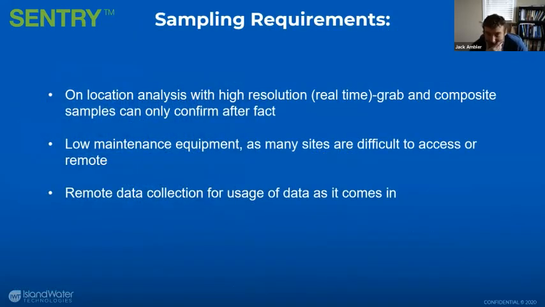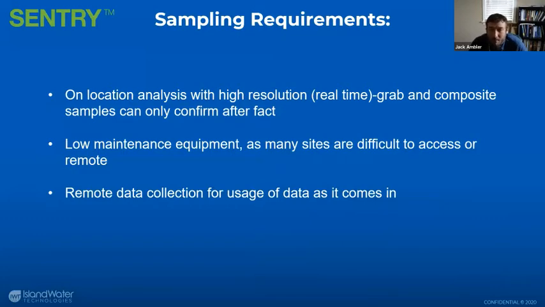So just to sum up, some good sampling requirements would be on location analysis with high resolution, we think real time. We should really be moving entirely as an industry to as much real time data as possible. It just gives people the ability to actually respond to it, and that kind of resolution can really tell you what's going on.